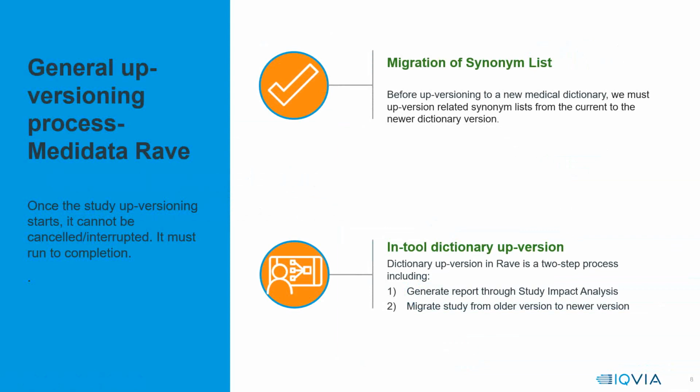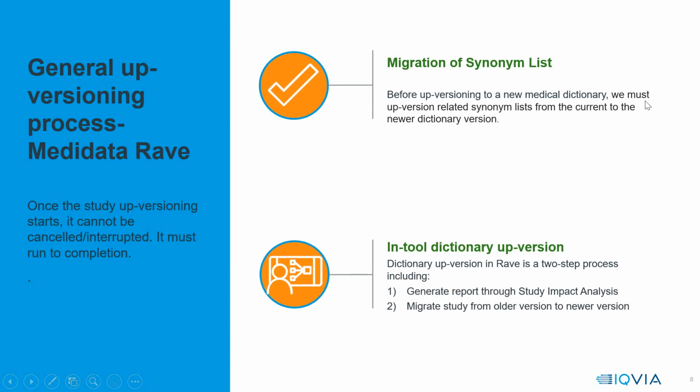Another is the target dictionary information. So source would be the study and the current dictionary that the study is utilizing, and the target would have the desired dictionary version that has to be upversioned to, along with the upversioned synonym list that we did from the previous step.